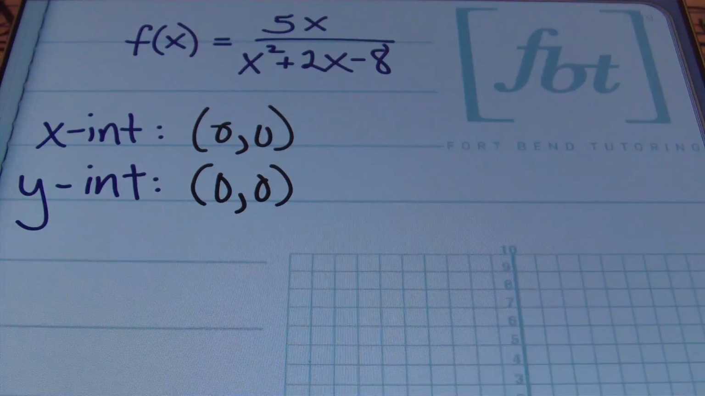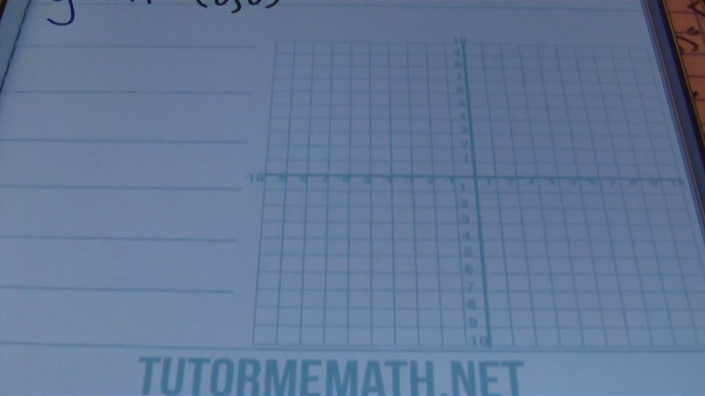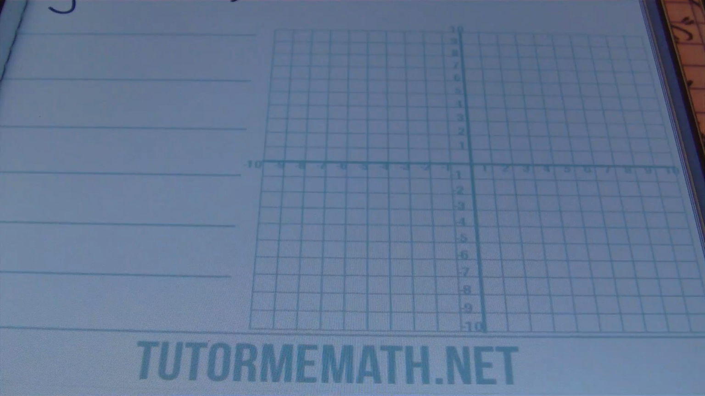And this point, the origin, is both the x-intercept and the y-intercept. It's where the graph touches the x-axis and where it touches the y-axis. So if I were to graph that, I would have a point right here at the origin. And done. There's the graph for problem number 7. And that's going to conclude this video on rational functions.